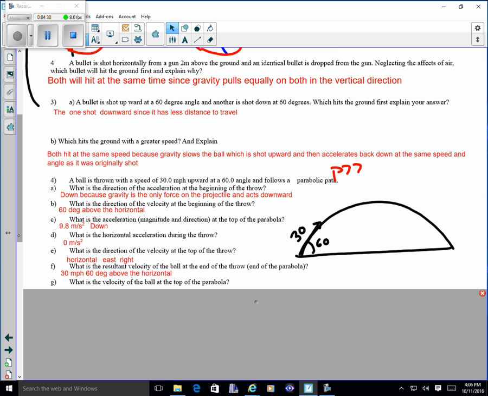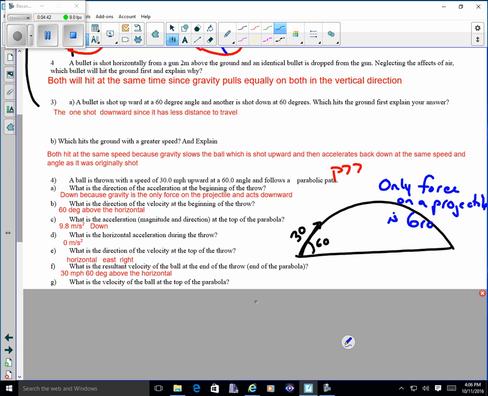And which way does gravity act? It always acts down. So your answer to number 1 is down, because gravity is the only force on it. Now, what's the direction of the velocity? Well, that's different. The velocity is actually what you see in the picture. So you see that this vector, which is your velocity vector, is 30 miles per hour. So it's 60 degrees above the horizon.